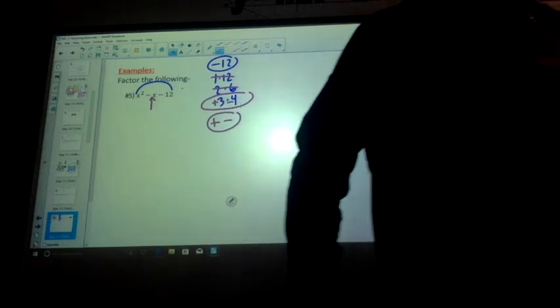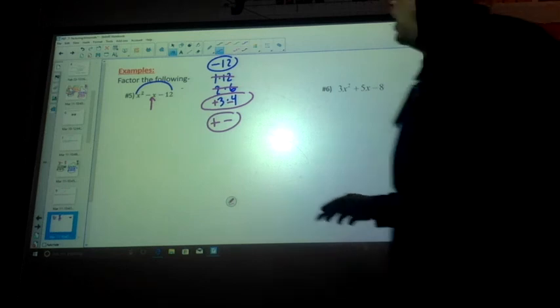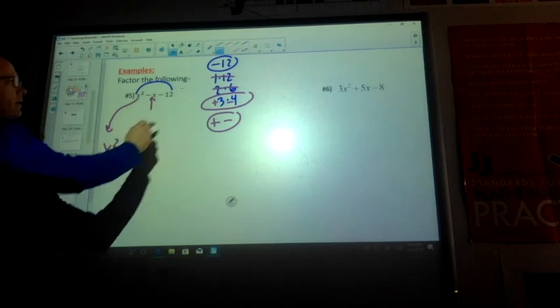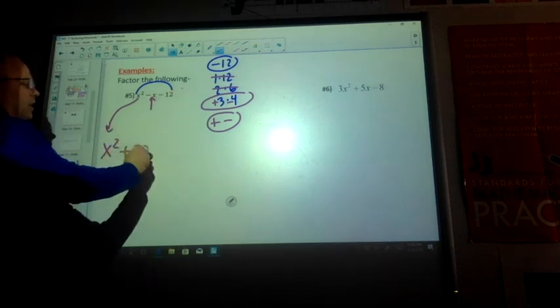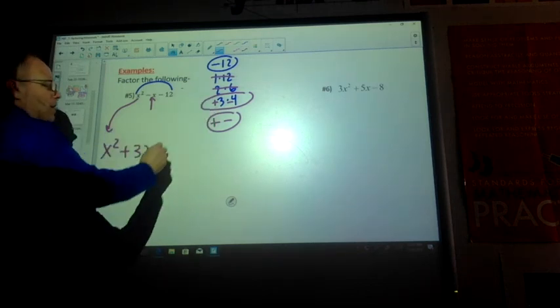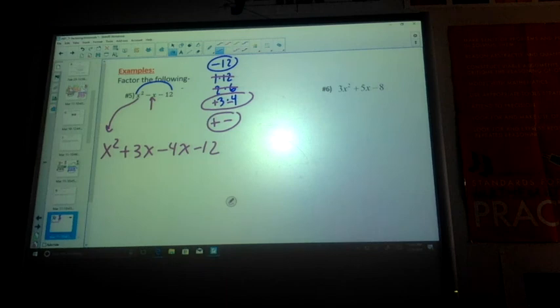Take a quick look up there. Is -4 times +3 -12? Yes. Is -4 added to 3 -1? Yes. Agree? Obvious. All right, so those are going to be my factors. So this comes down, I get x squared plus 3x. And again, it doesn't matter. I could have -4x first if I wanted to. It's still going to be the same. -4x minus 12.